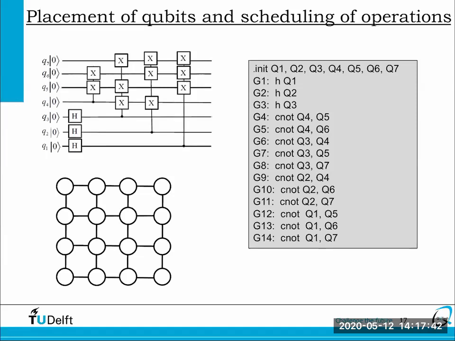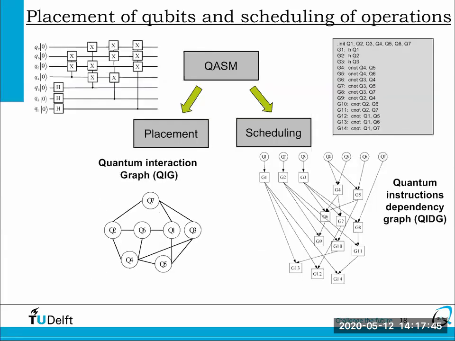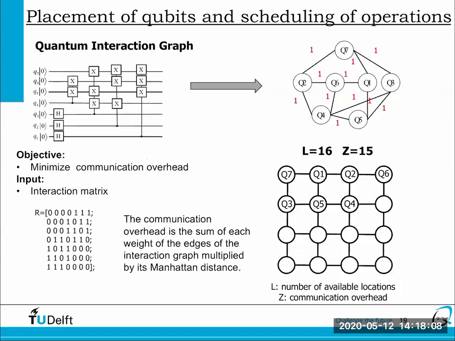So again, one of the first steps that I have to do is to place the virtual qubits into the physical ones, and ideally in an optimal way. And the other step that I can do is to schedule the operations. So for doing these two steps, the compiler internally uses what is called, in the case of the placement, a quantum interaction graph, and in terms of the scheduling, a quantum instruction dependency graph. So let's start with the placement. Now, again, I have the quantum circuit, and in order to place the qubits optimally, what I have to build is what is called a quantum interaction graph that is here on the top right.